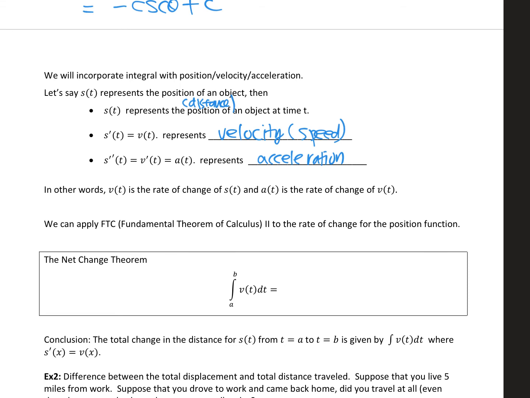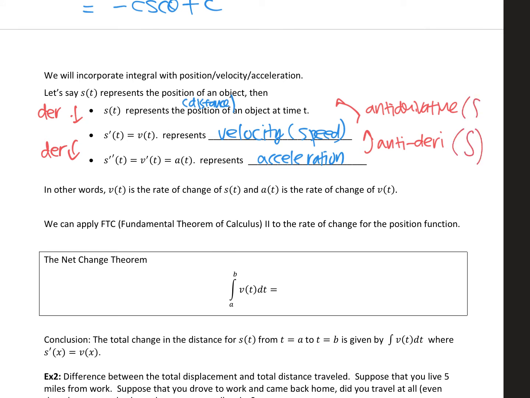So maybe I can write it like this: you take the derivative to get the next one, but going the other way is the antiderivative. I'm being lazy, I'm not writing everything out. So starting from s, take the derivative to get v, take another derivative to get a. If you start from a, you take the antiderivative, which is the integral, and you get v. You take another antiderivative, the integral, and you get s, right? So maybe I can write the integral sign here and here.